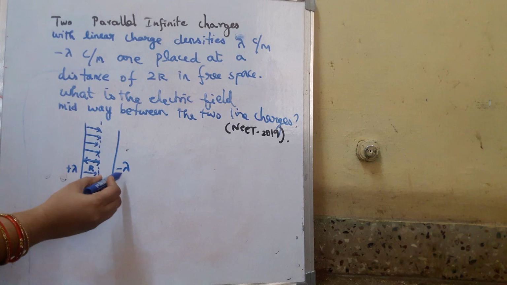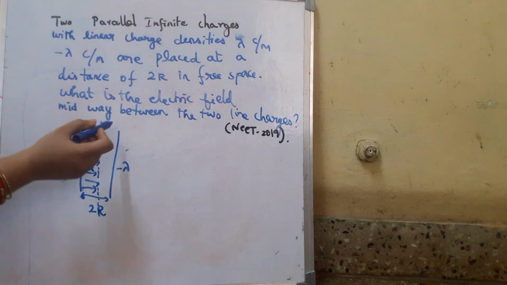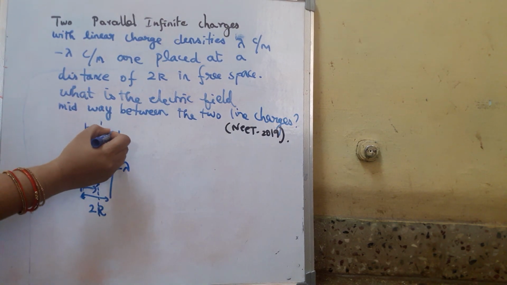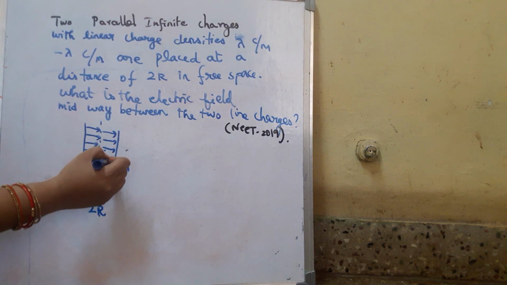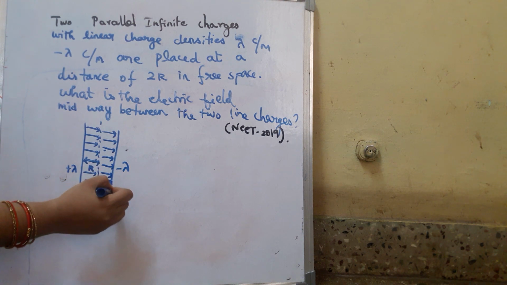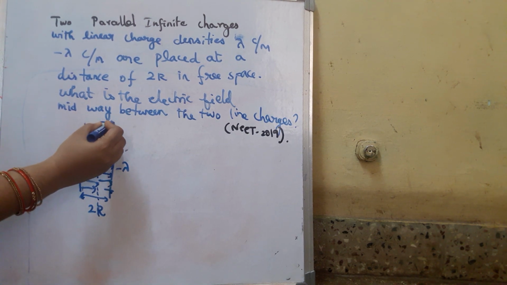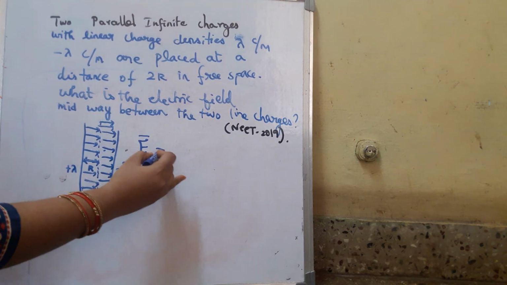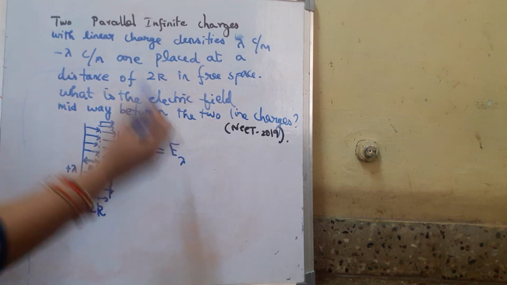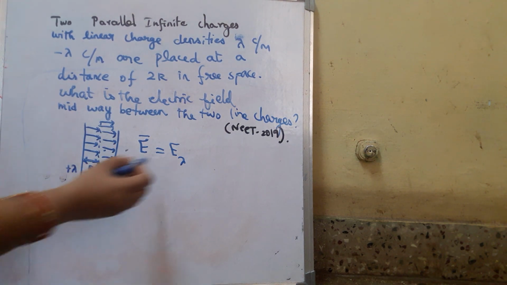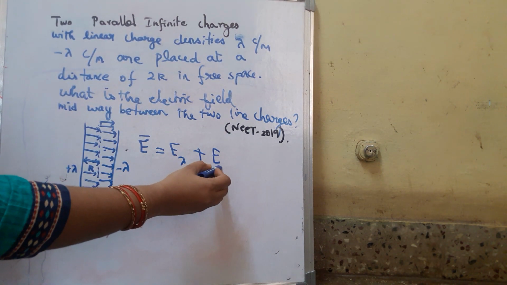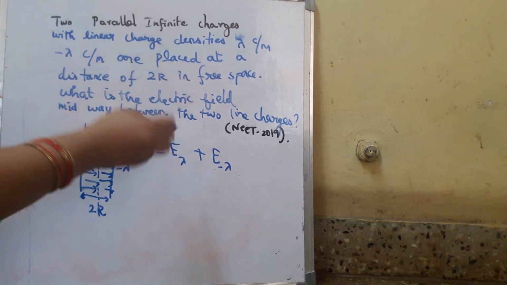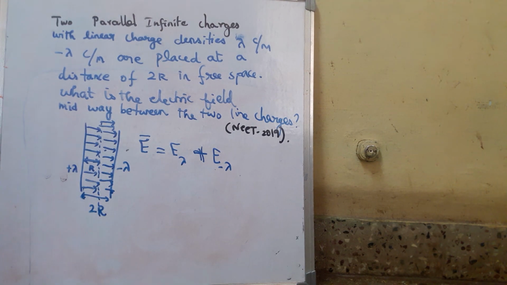Do you agree? And what about this minus lambda? Correspondingly it will have converging field lines, all the field lines coming towards it like this. So I can draw something like this. At the midpoint, both fields are parallel to each other. So how do I write the total electric field? It is the electric field because of the positive line charge density plus the electric field because of minus lambda. Correct? Since both are in the same direction, I can add these two expressions.